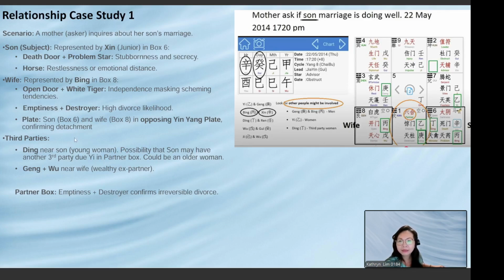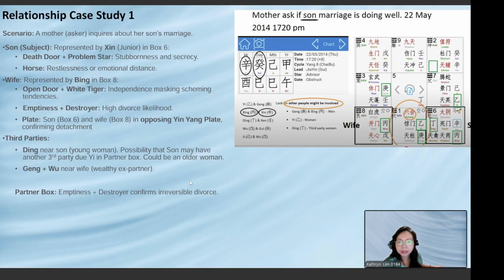And about the plate that we looked at just now, they are in different boxes. This is one plate, the yin plate, and the yang plate here. The son is in box 6 here, and the wife is in box 8. So they are in opposing plates, which indicates a detachment already.